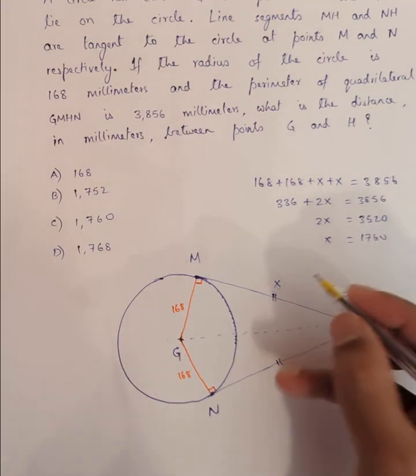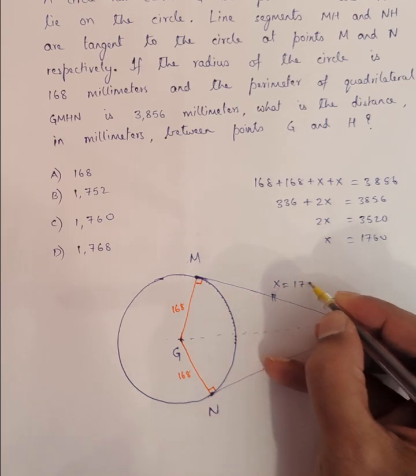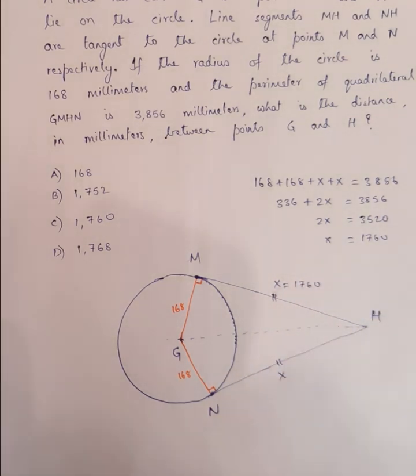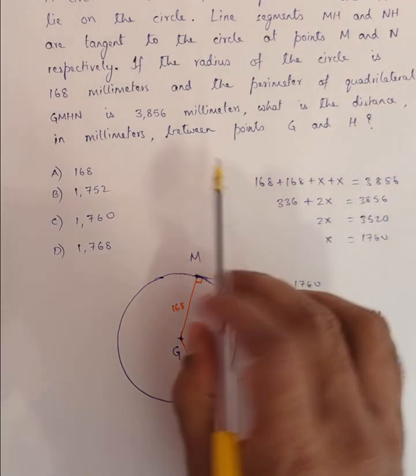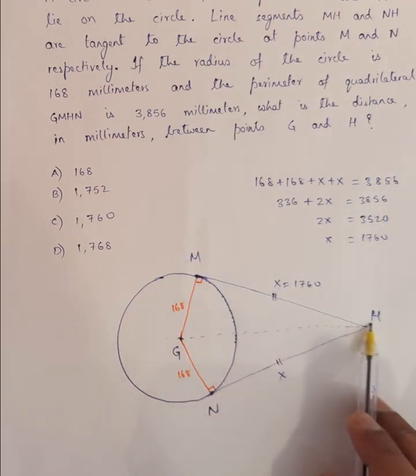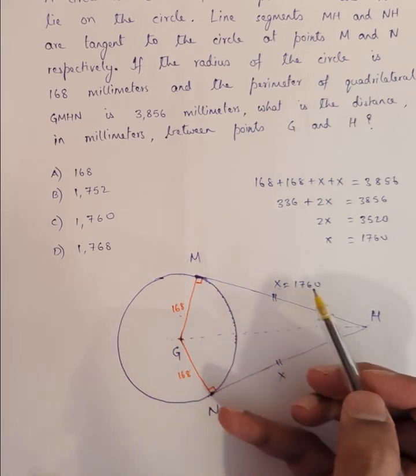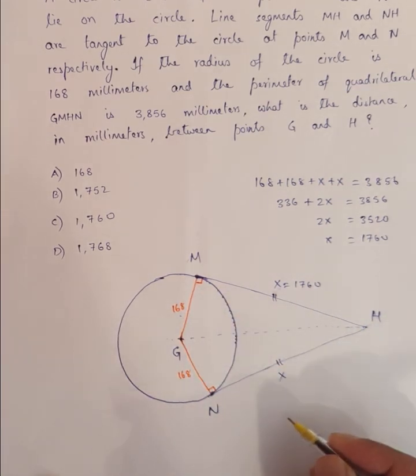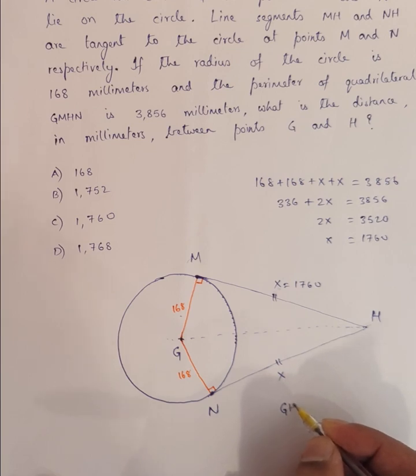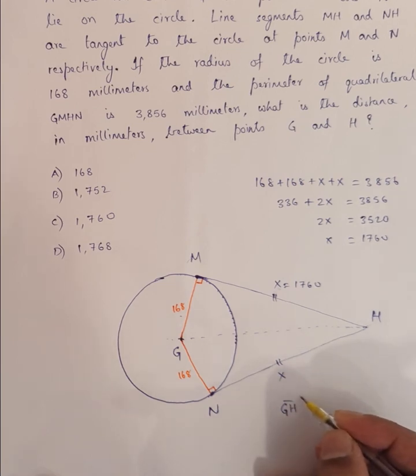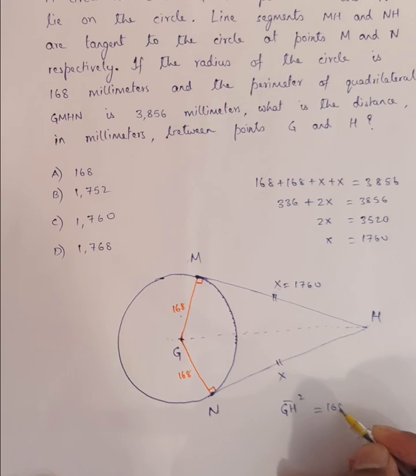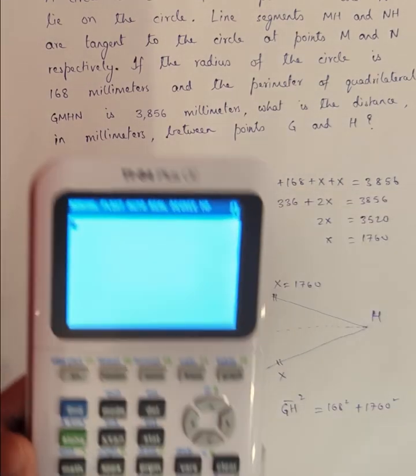1760. Now notice this is 1760. We found X, but that's not the answer. We need to find the distance between G and H. So we have a right triangle where the legs are 168 and 1760. So GH will be equal to, we have to use the Pythagorean theorem. So GH square is 168 square plus 1760 square. So let's go ahead and find that out.